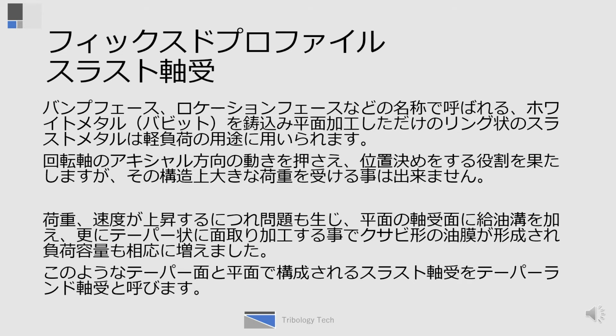to its structure. As the load and speed increase, problems also arise, and therefore, by adding oil grooves to the bearing surface and chamfering it in a tapered shape, a wedge-shaped oil film can be easily formed and the load capacity increases accordingly. Thrust bearings composed of such tapered surfaces and planes are called tapered land bearings.